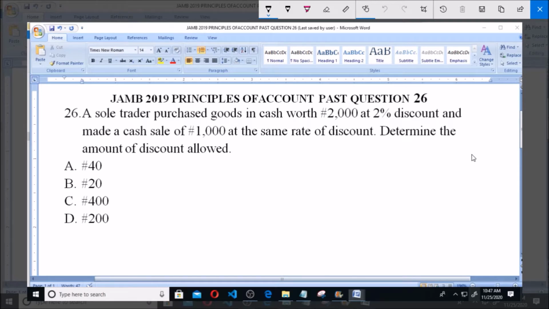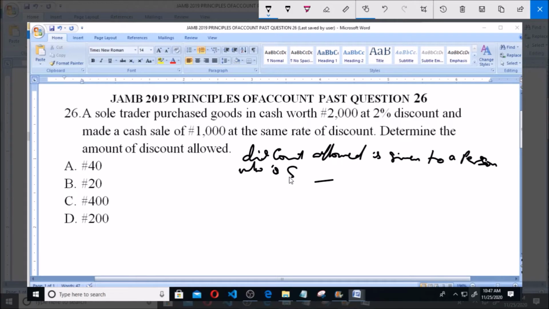Discount allowed is given to a person who is selling.